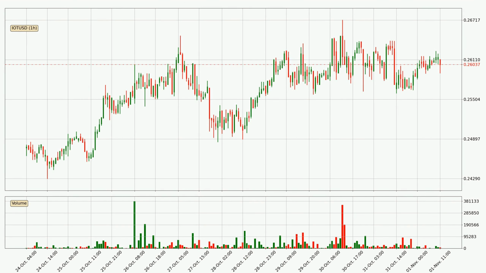By taking a closer look at the hourly time frame for IOTA, the price went down only slightly by about 0.9% in the last 24 hours and has a current price of 26.0 cents.